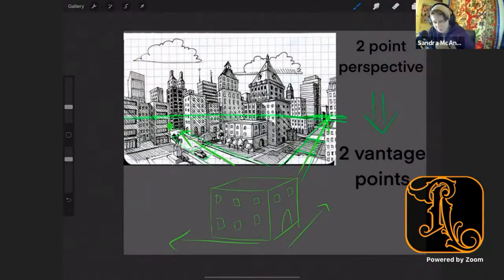So your horizon line lies right there. And your vanishing points are right at the edges. And you see how far away they are. You don't want your vanishing points to be too close together because then that's a little confusing and you might as well just make it a 1 point perspective. That doesn't really exist. They're usually on quite opposite ends of the spectrum. Okay.